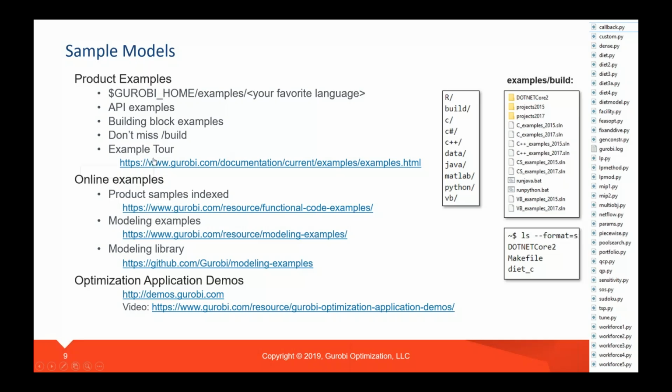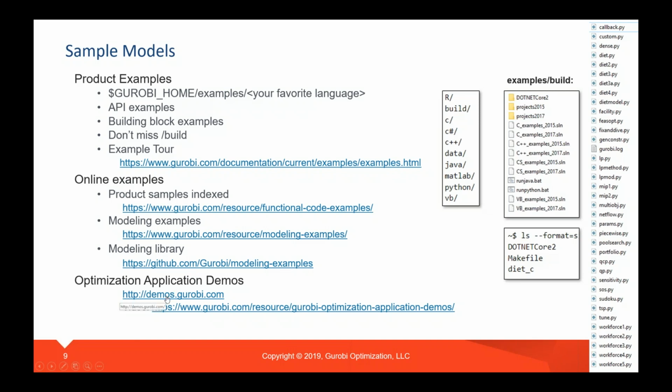So I'll come back and show you the example tour in a moment. But we also have some other kinds of examples. And also, by the way, the examples I just showed you, there are 2 ways of looking at them online. There's an example tour that's very descriptive. There's sort of an index page for the examples that I'll show you. There are modeling examples that are a different group, a little more full-featured, and they're on our website. And then there's a brand new modeling library from Gurobi on GitHub. I'll show you that.